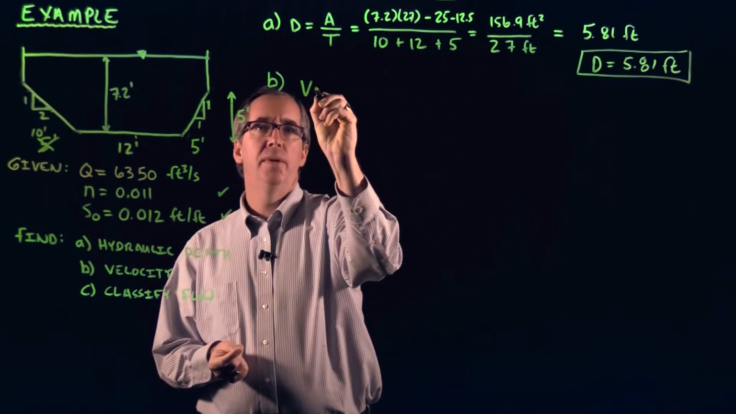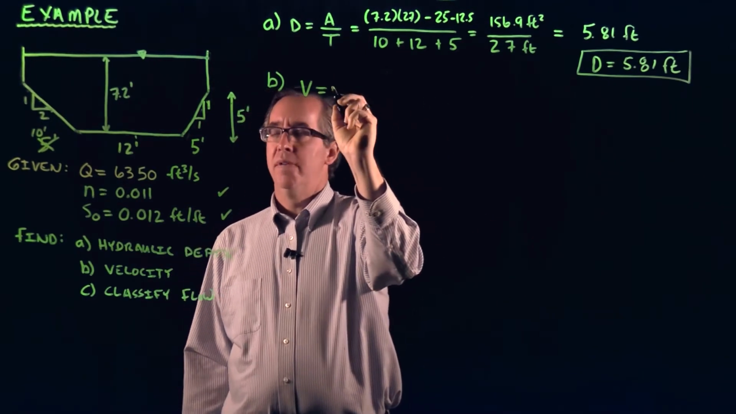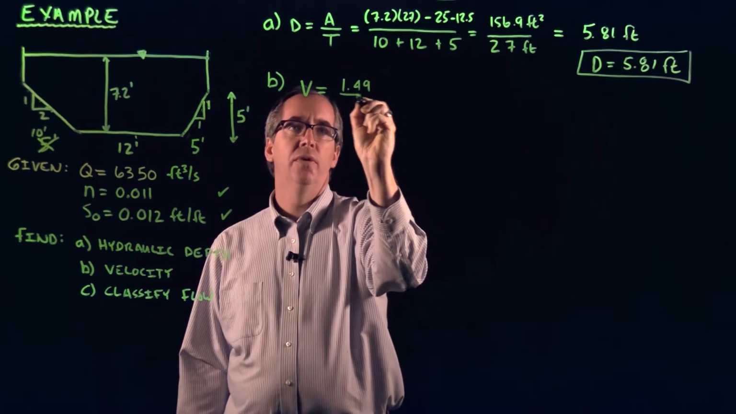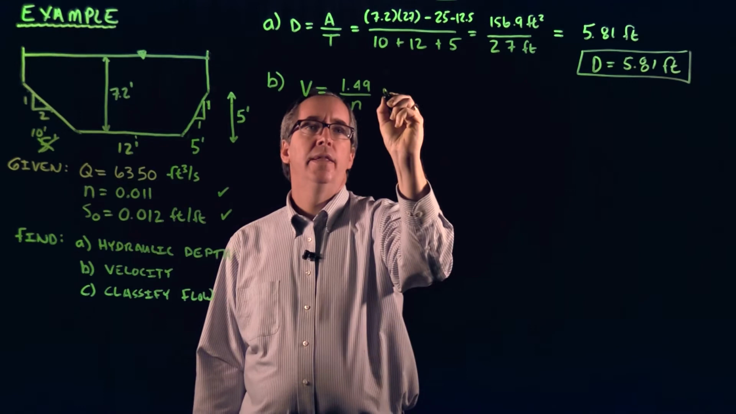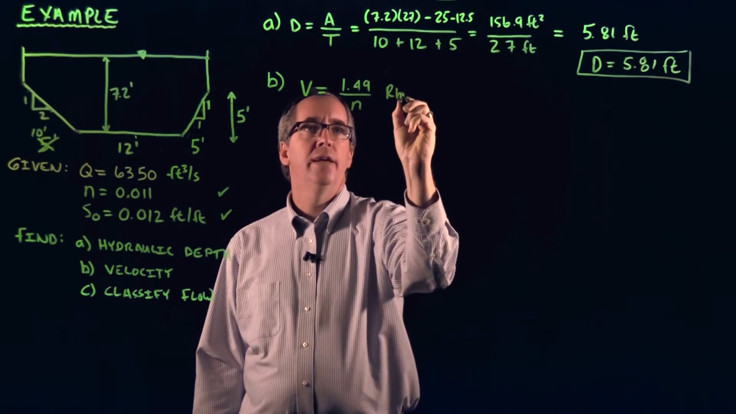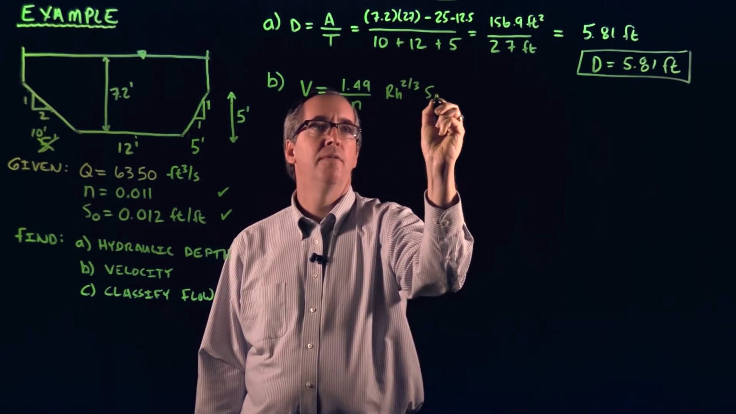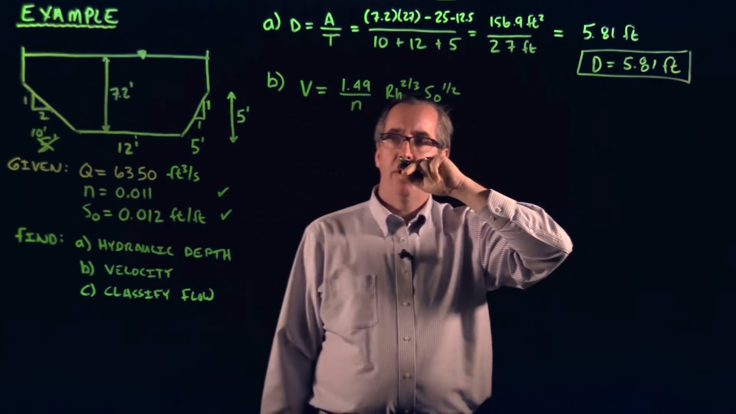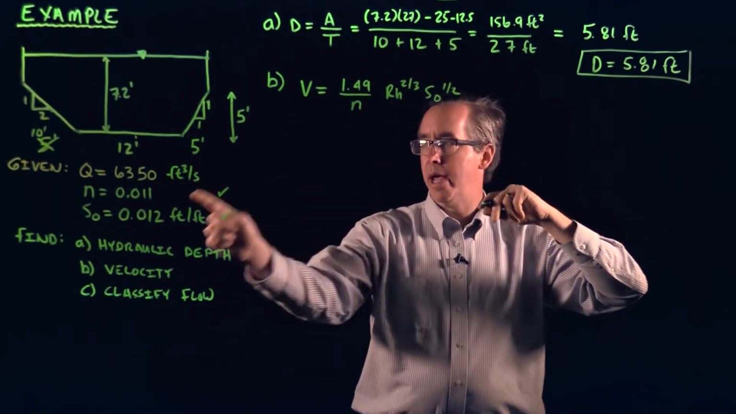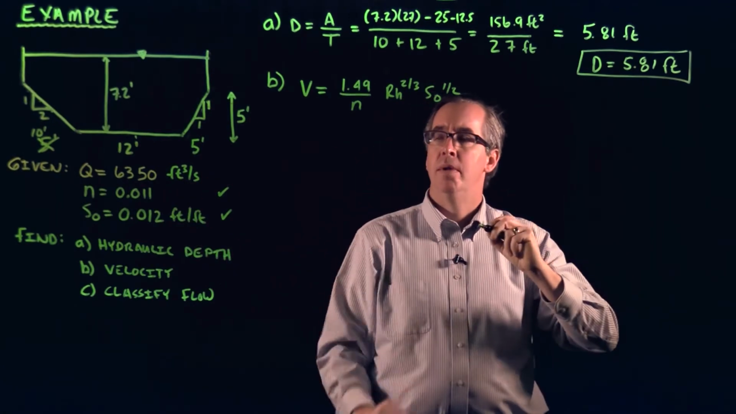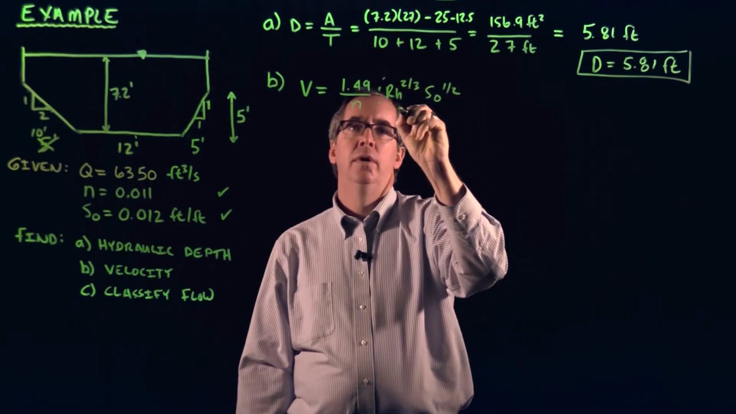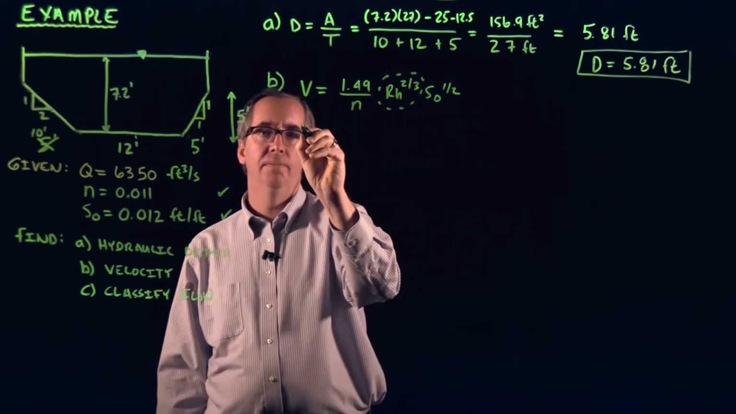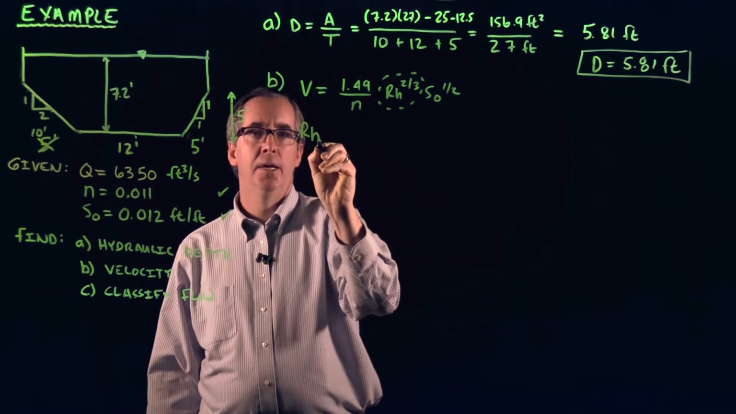The general form of the Manning's equation is V is equal to 1.49, for the English version, over n, and then we have the hydraulic radius to the 2/3, and then we have our slope. Okay. So when I look at this equation, I'll be solving for the velocity. I know n, it's given to me, and I know the slope. The one thing I don't know is this hydraulic radius. So I'm going to have to do the hydraulic radius calculation to get that velocity.